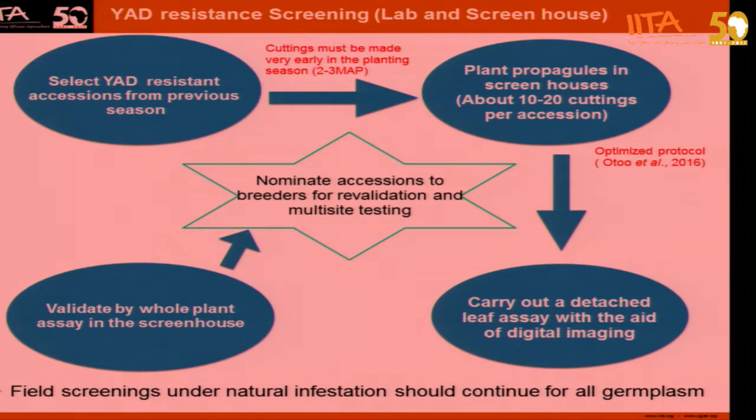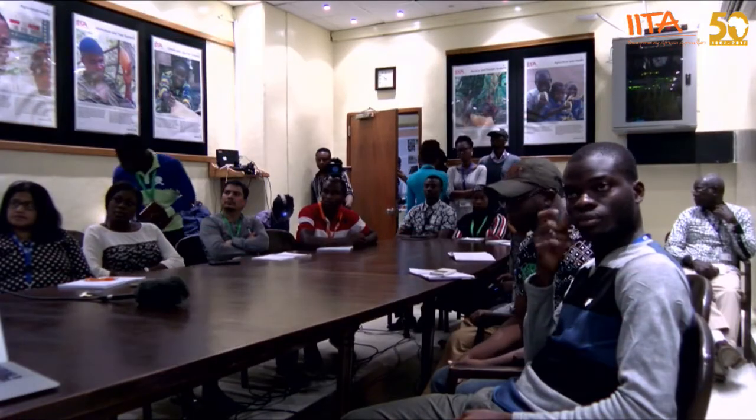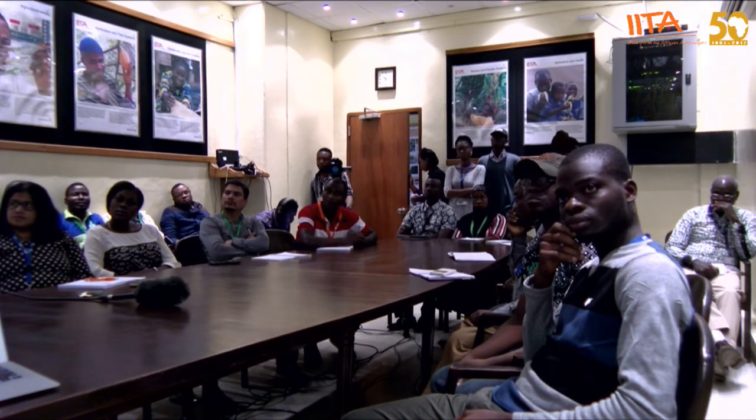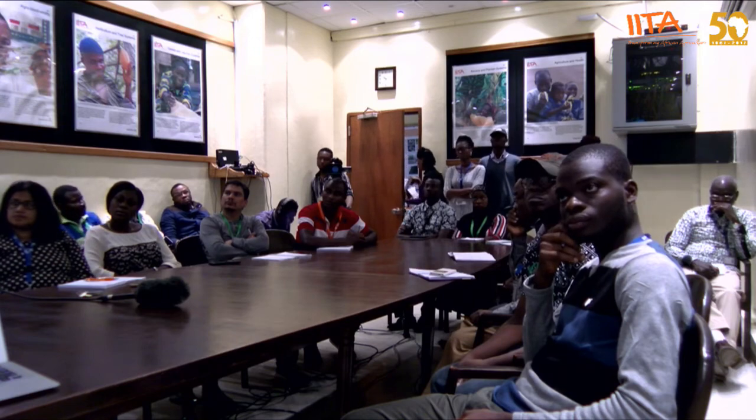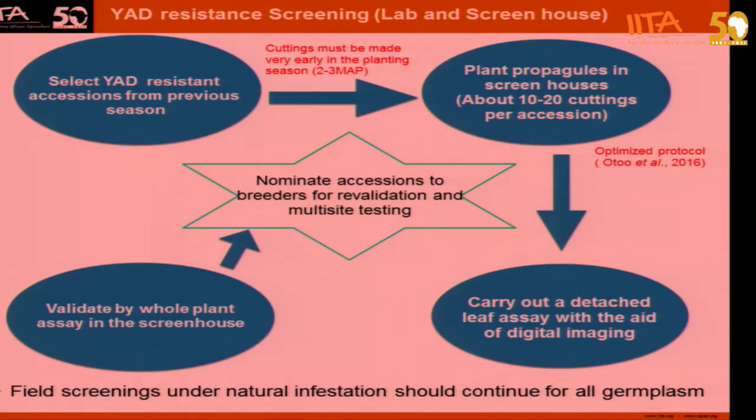For the yam anthracnose disease resistance screening, both for the lab and the screenhouse, they also need to select resistant accessions from the previous season and make cuttings very early in the planting season if they are making use of vine cuttings, and then plant the propagules early enough and allow them to grow. Then we carry out the detached leaf assay with the aid of the digital imaging Leaf Doctor app that I told you about. And then we validate by whole plant assay in the screenhouse.